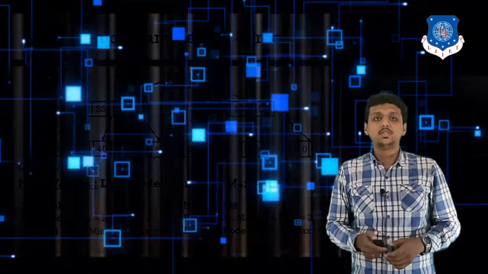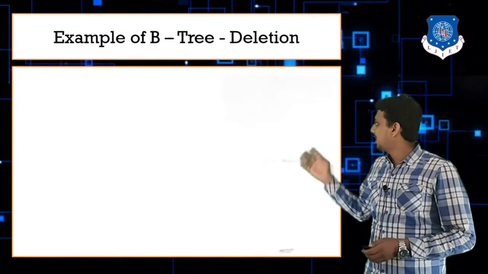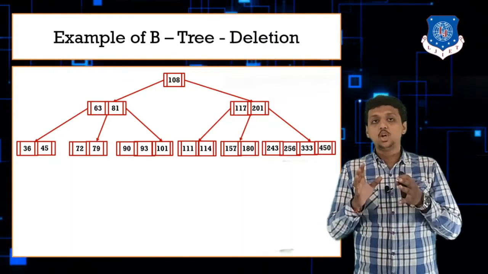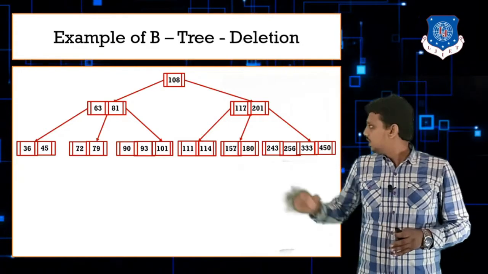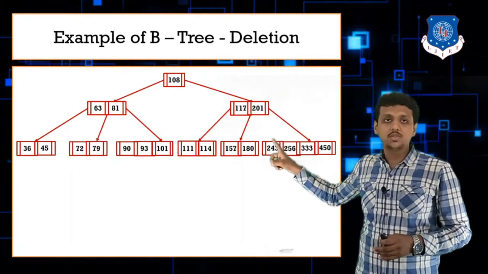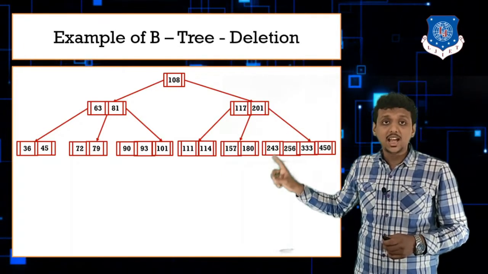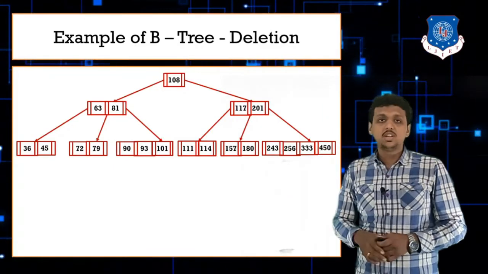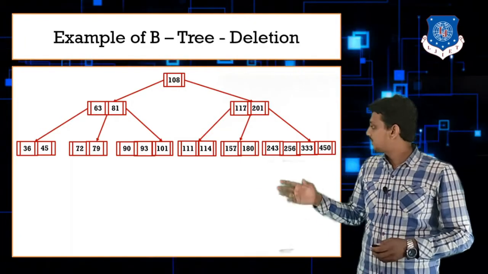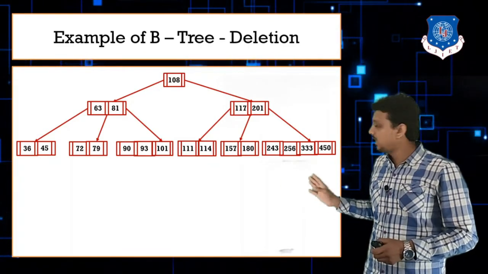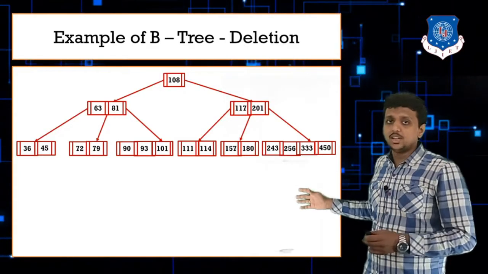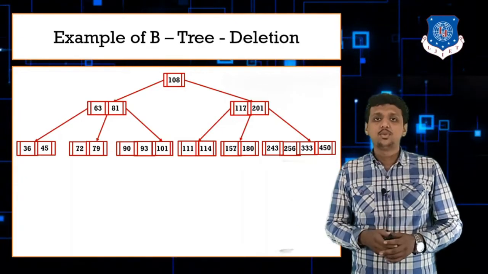Now next, here is the example of B tree deletion. So this is our B tree. Students, right now we already have a B tree with us. The values are: at the root node we have 108, only one element. On the left side of 108 we have 63 and 81. On the right side we have 117 and 201. The other elements at the leaf nodes are 36, 45, 72, 79, 90, 93, 101, then 111, 114, then 157, 180, 243, 256, 333 and 450.